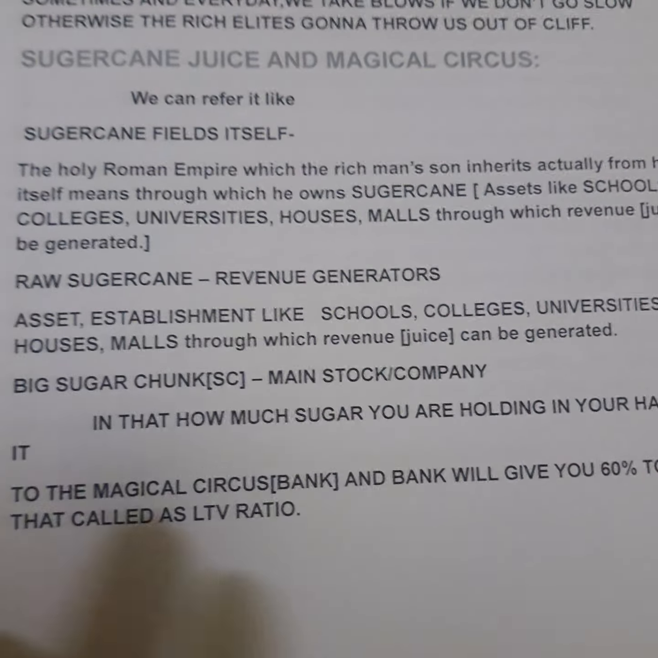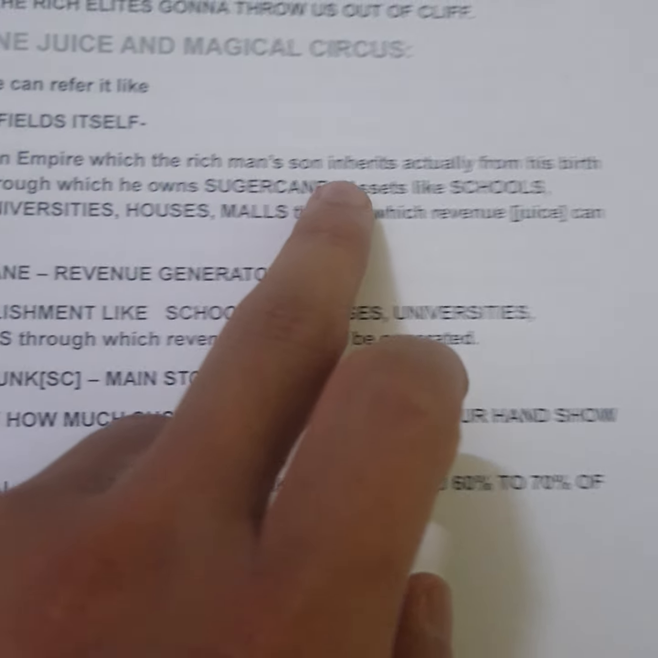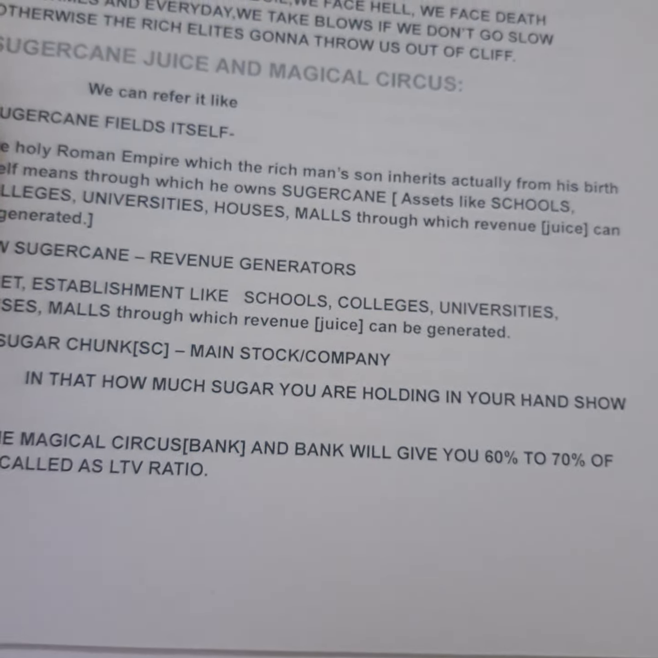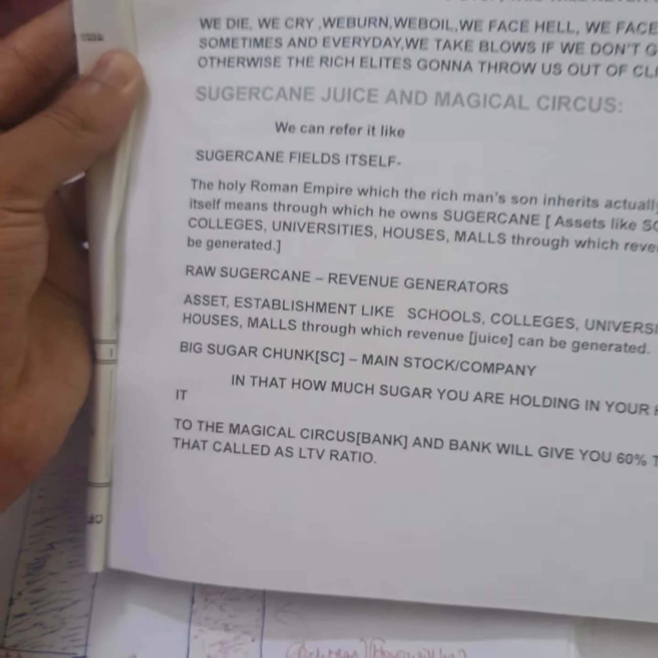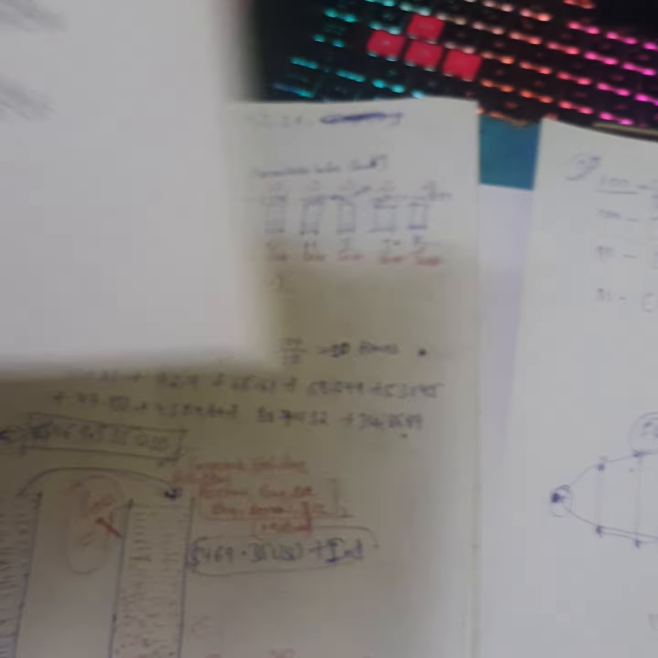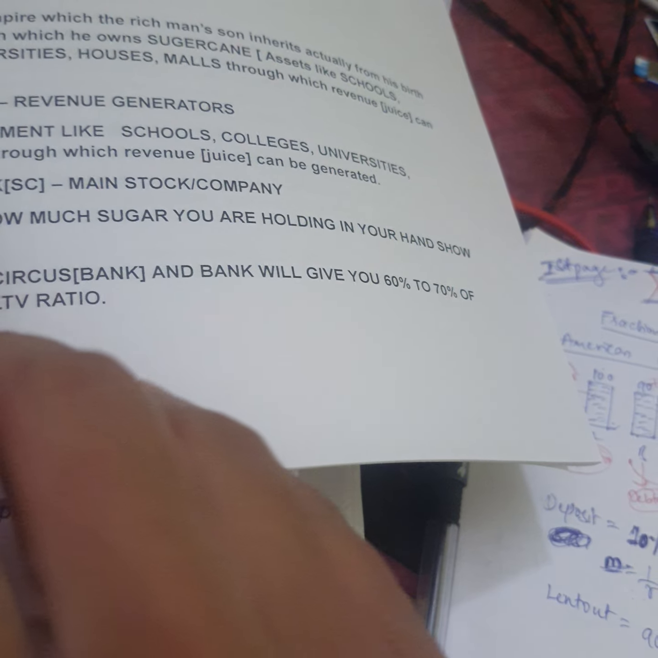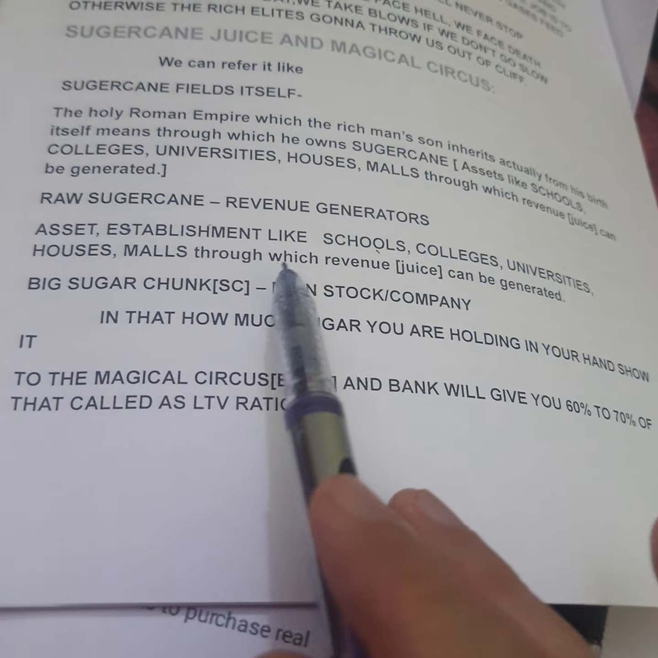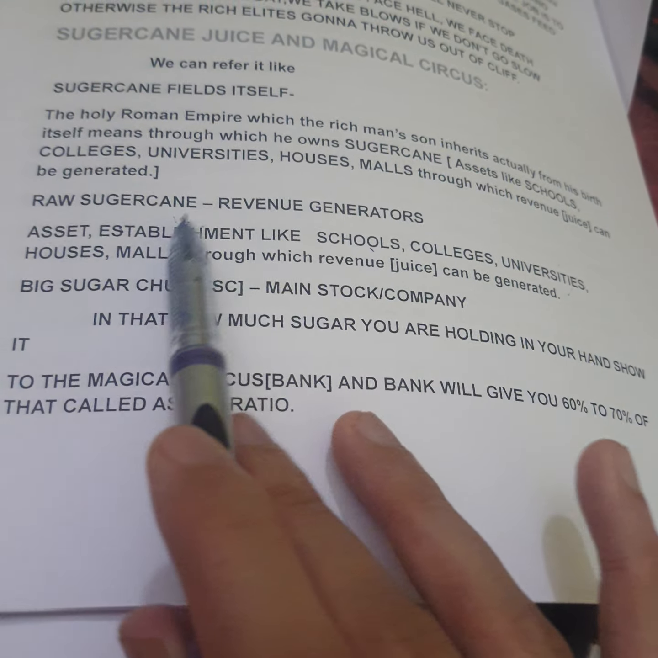Sugarcane is a magical juice. Sugarcane fields, the Holy Roman Empire, which the rich man's son inherits from birth itself, through which he owns assets like schools, colleges, universities, houses, malls, corporate companies, financial corporations, everything. Through these, the raw sugarcane is the revenue generator. Asset establishments like schools, colleges, universities, houses, malls generate revenue. That is raw sugarcane.